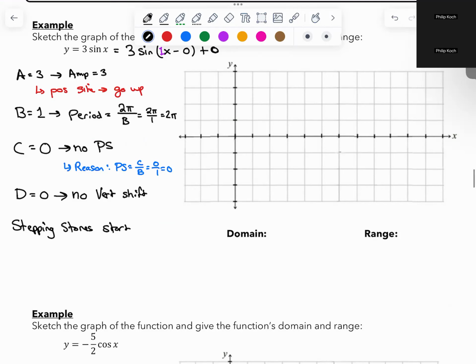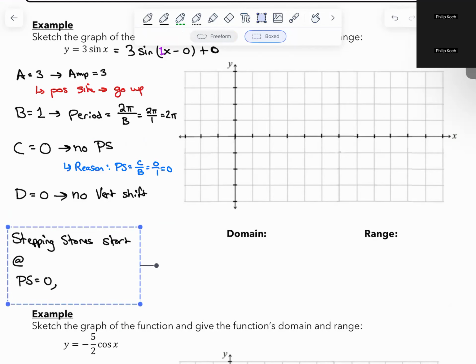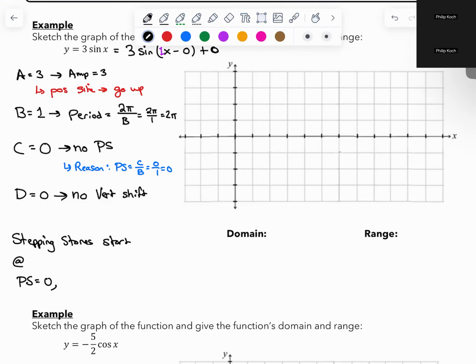Start at the phase shift, which is 0 here. And then we're going to increase by the, I meant to write this here, I'm sorry, I forgot to include it, the quarter period, QP, which is the period divided by 4. You don't even need to memorize that one. A quarter period is a fourth of the period. So that would be 2 pi over 4, which is pi over 2.